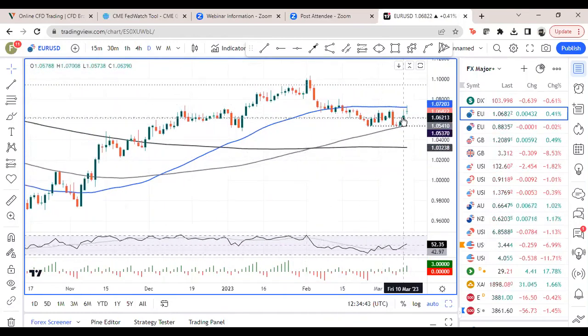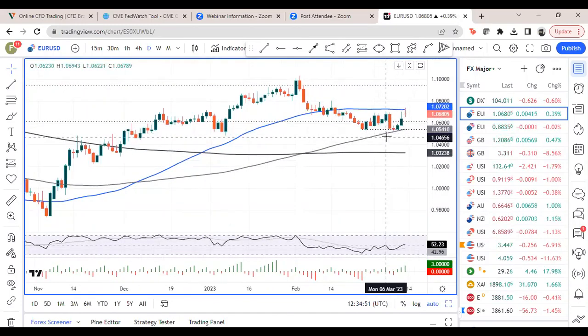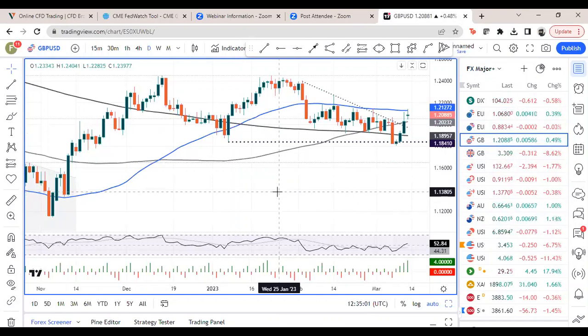So that may act as some support as well, or we may at least trade around that, which we have done obviously in the last couple of weeks anyway. So that's euro dollar. Let's just touch on the UK. We'll go to cable, but just touching on what's happening.